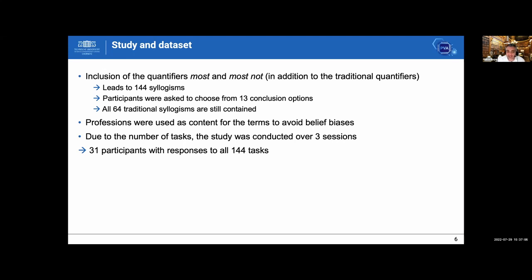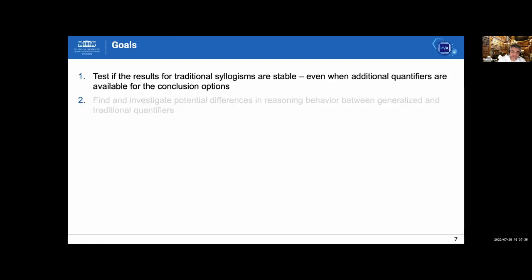Participants were asked to choose from 13 conclusion options, so the classical 9 plus these most and most not. And if you wonder why there are additional ones, it is because you can ask for the term order as well. We had all the 64 traditional syllogisms in it, so we can really compare how people deal with them. We followed what has been conducted for a very long time in this field, so we used professions as well. And we found 31 participants that did all these tasks.